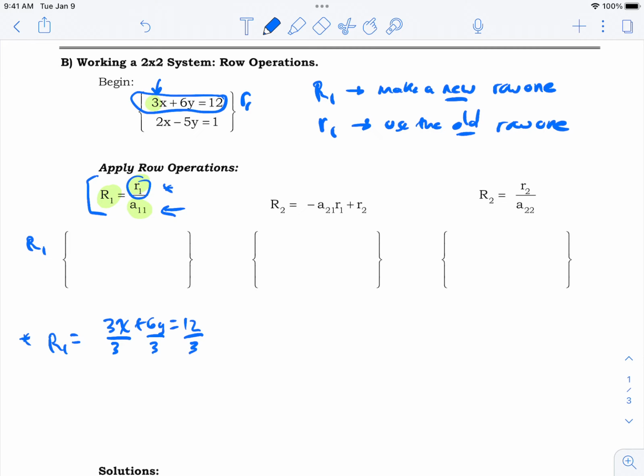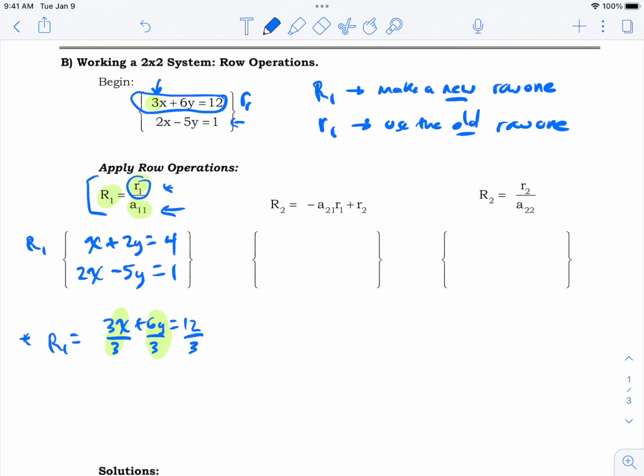So what's the new row 1 look like? Well, 3x over 3 is just x. Here, 6 over 3 simplifies to just 2y. And then we've got 12 over 3, which is just 4. So that's our new and improved row 1. And what you'll notice is that we just succeeded in getting a 1x, which is what we wanted, a 1x. So that's cool. What about the second row? Well, we didn't change it, so what we do is we copy it. So that's the old row 2. It's the same. It hasn't changed yet.